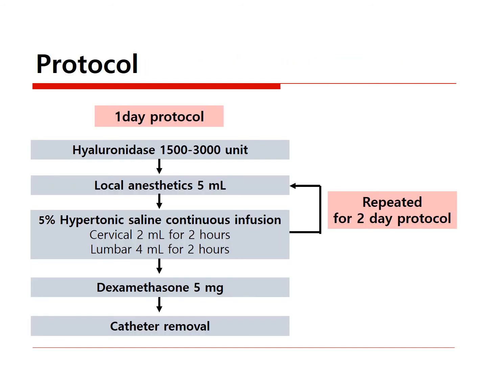After placing the catheter to the target site, various medications are injected through the catheter. Hyaluronidase and hypertonic saline are used to reduce epidural adhesion. The local anesthetic is injected before continuous infusion of hypertonic saline because hypertonic saline produces irritation and pain. After infusion of hypertonic saline, steroid is injected and then the catheter is removed.